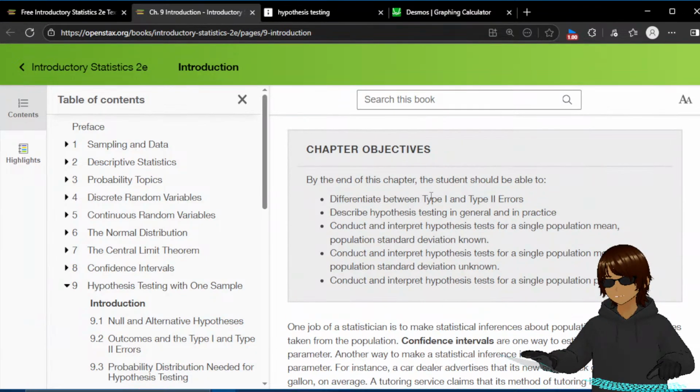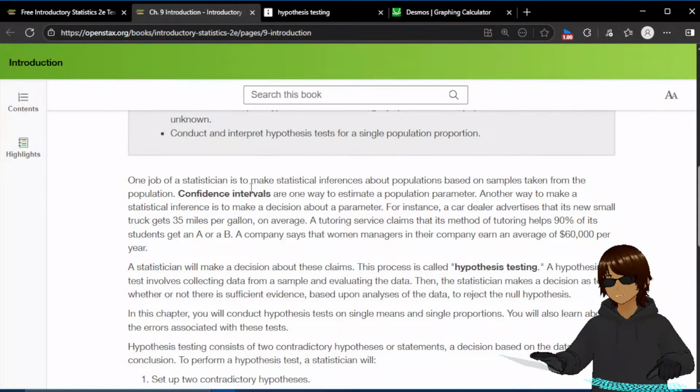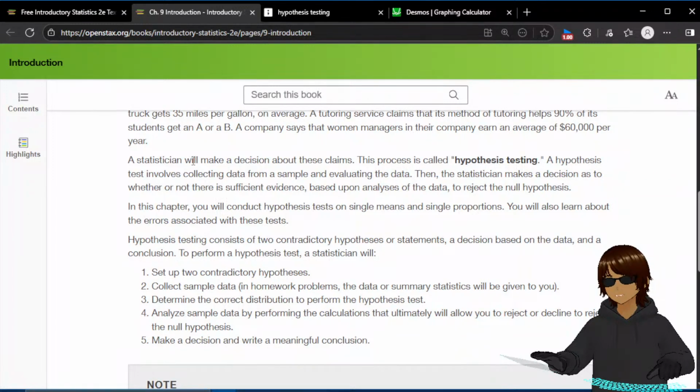By the end of this chapter, okay. Confidence intervals are one way to estimate a population parameter. Another way to make a statistical inference is to make a decision about a parameter. For example, a car dealer advertises that its new small truck gets 35 miles per gallon on average. A tutoring service claims that its method of tutoring helps 90% of its students get an A or a B. A statistician will make a decision about these claims. This process is called hypothesis testing.